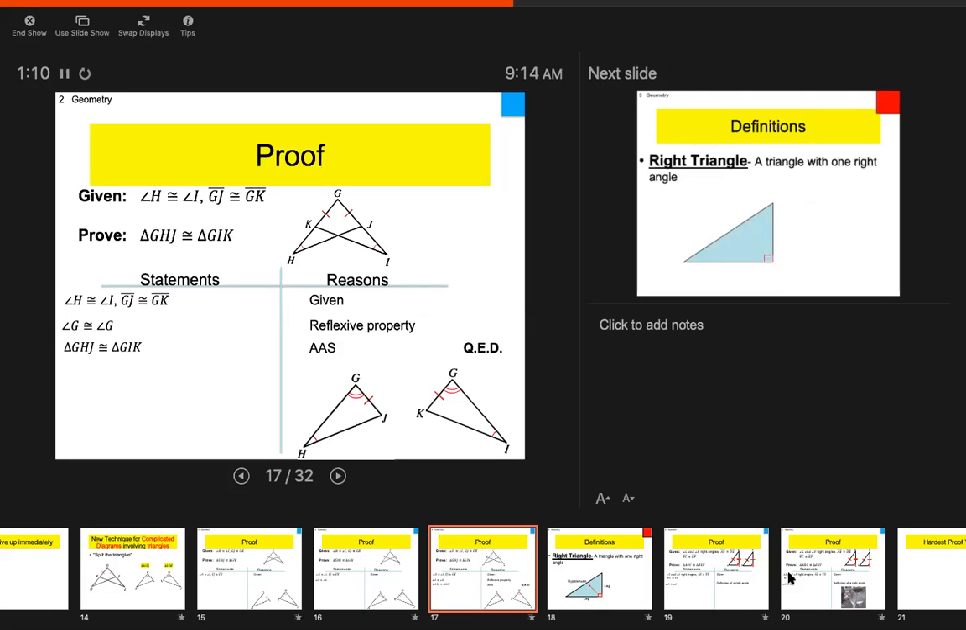Yes? The top one up there, could you say it was angle side angle as well? Could you, it being combined like that?